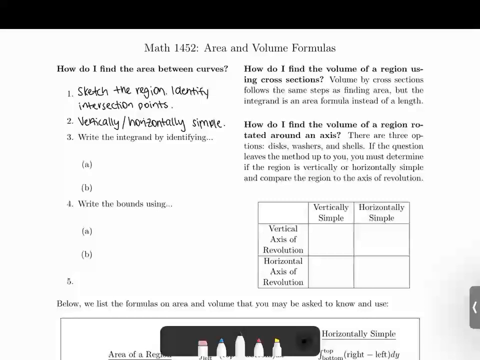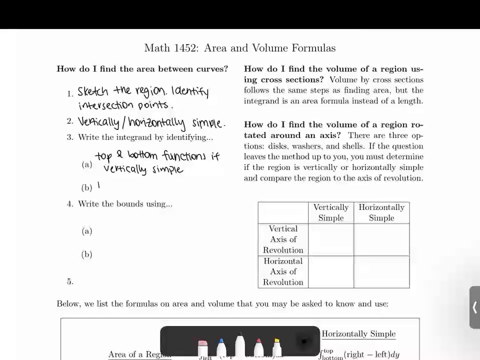So once we've determined if our region is horizontally or vertically simple, we need to write our integrand and we need to write our bounds. So first off, our integrand is going to identify the top and bottom functions if we are vertically simple. So if we're vertically simple, we're looking at top and bottom, right? So it all kind of makes sense. Vertical means to find top and bottom.